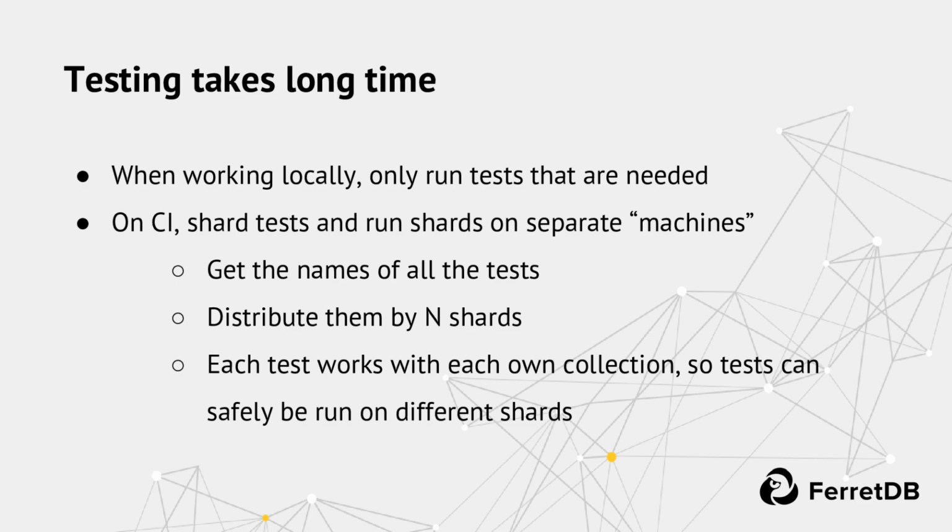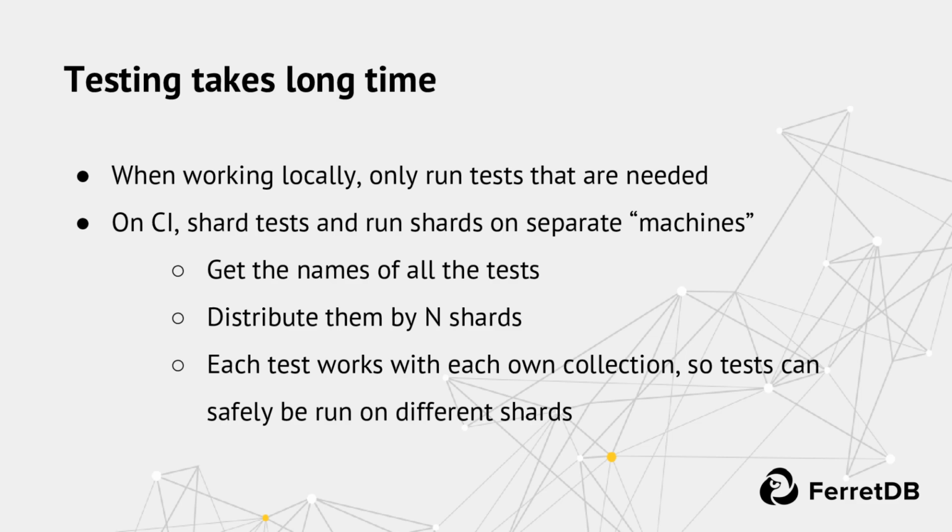And on CI, we decided to shard tests. So we have a few different machines that are configured to run those tests. And so we just split this huge number of tests between those machines, and then it, of course, takes less time for them to pass. How we do it? We get the names of all the tests, and then we distribute them by those shards that we have, and then when the results come, we see what passes, what maybe failed, and what we can do with it. And because each test works with its own collection, it's safe to run tests this way.